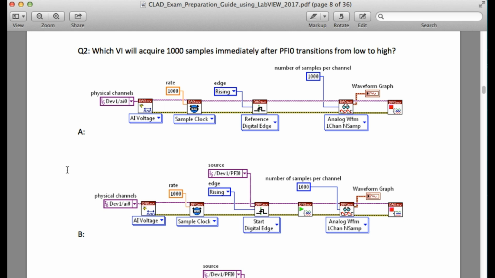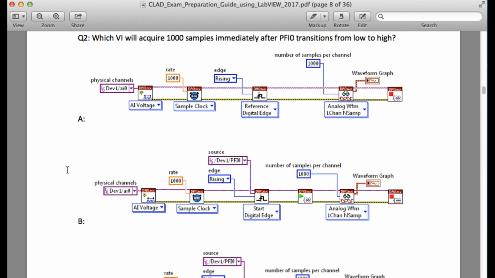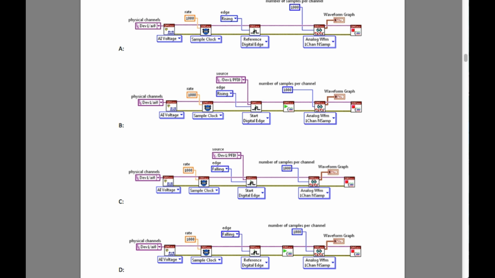I will cover question number 2 from the CLD sample questions. This question states: which VI will acquire 1000 samples immediately after a PFI0 transitions from low to high? Please pause the video whenever necessary, and I'll tell you the solution in a moment.